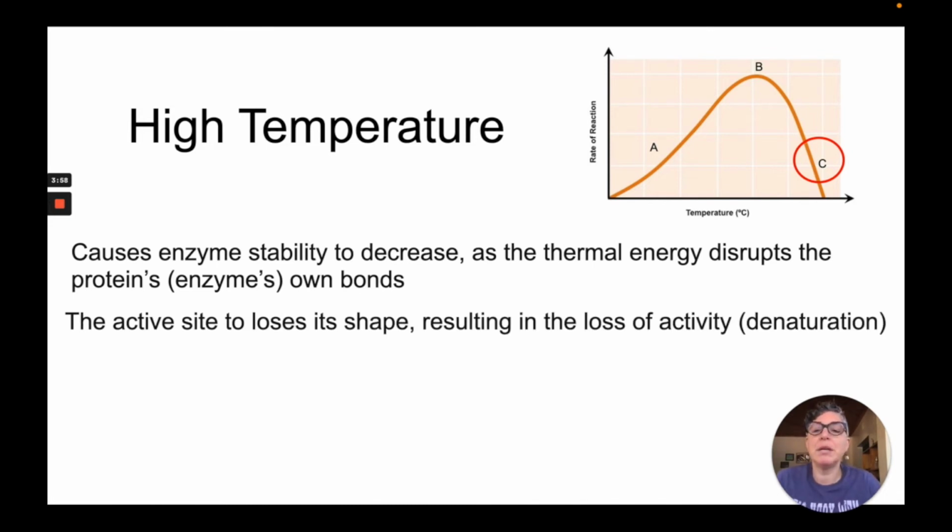And so what's going to happen here is this high temperature is going to cause the enzyme stability to decrease. So this high thermal energy for this enzyme is going to disrupt the protein, that is the enzyme's own bonds within itself. And so those bonds are going to cause the active site to lose its shape, and that's going to result in the loss of activity, because if the shape is no longer complementary to the substrate, then we're not going to have many collisions that are going to have perfect contact, and at some point we will have complete loss of activity. This is called denaturation, that we've already talked about, and so you know what that is.